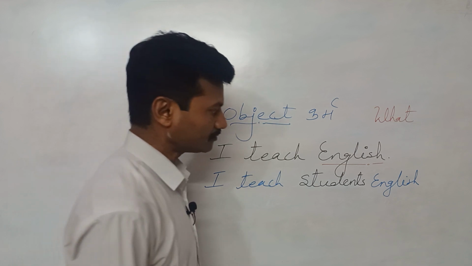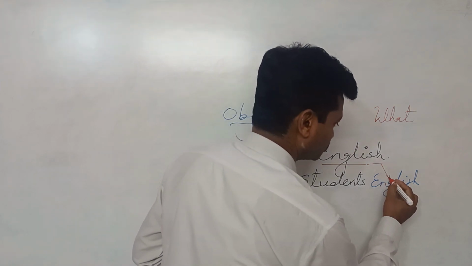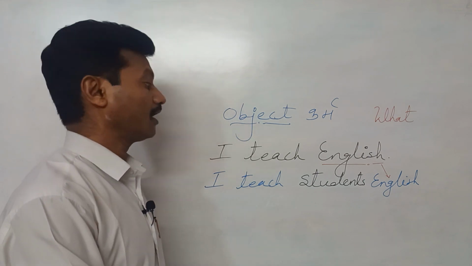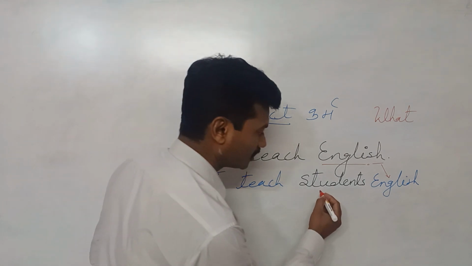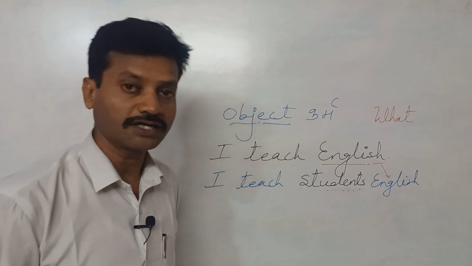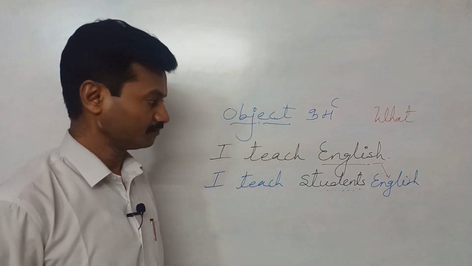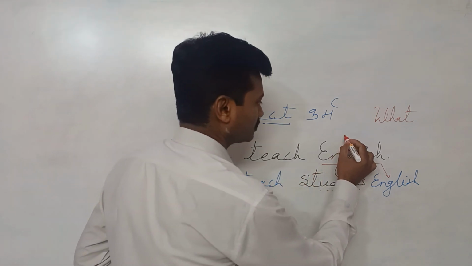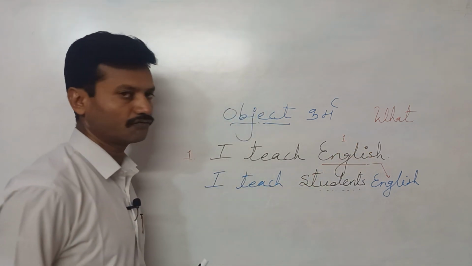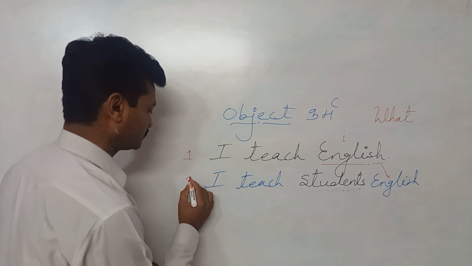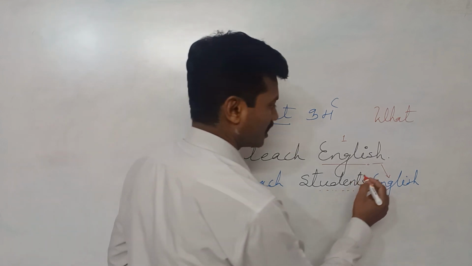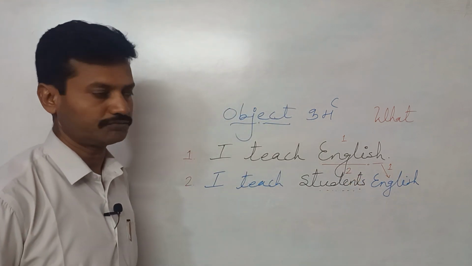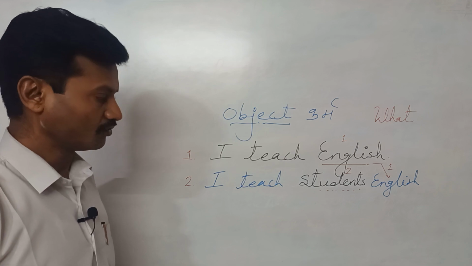So the same object I used, and another word, students, that is also an object. Which means in the first sentence construction I used one object, and in the second sentence construction I used two objects. Two objects.